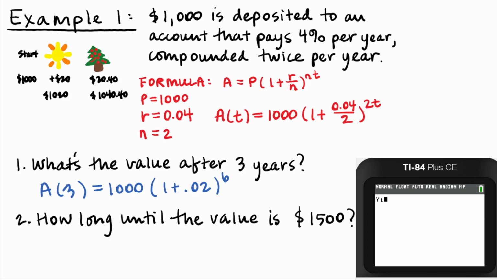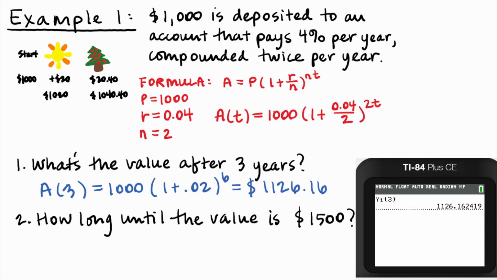You can also get this with F4, one of the green button menus. But we're going to call for y1 and plug in 3 and hit enter. $1,126.16.